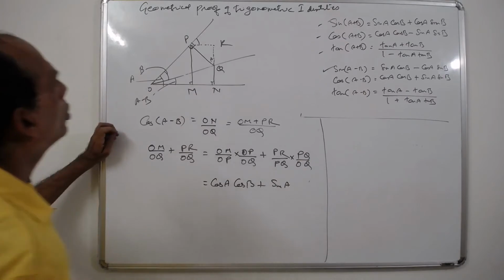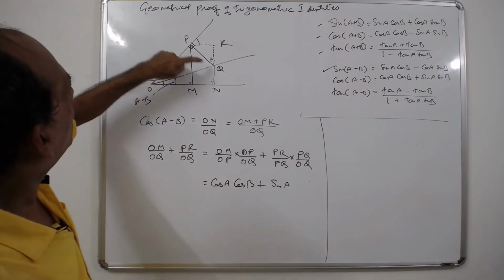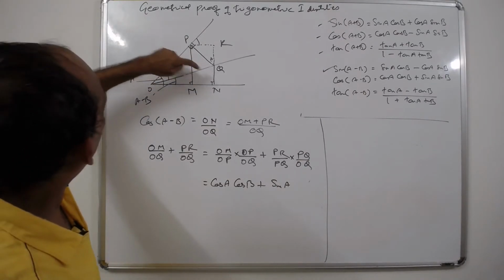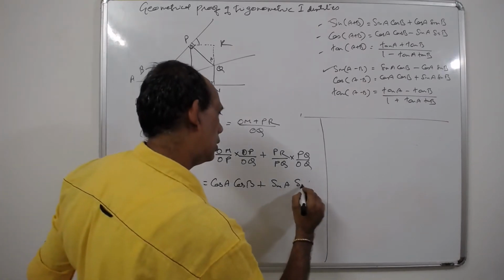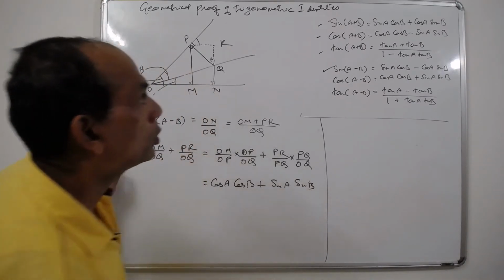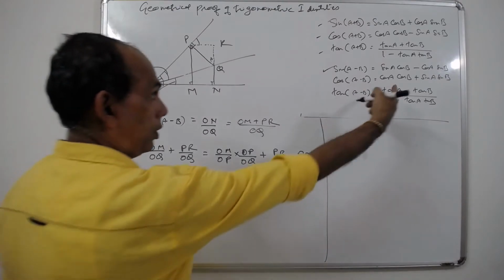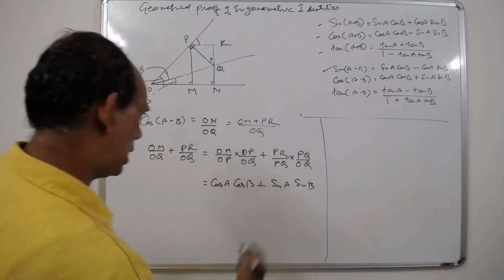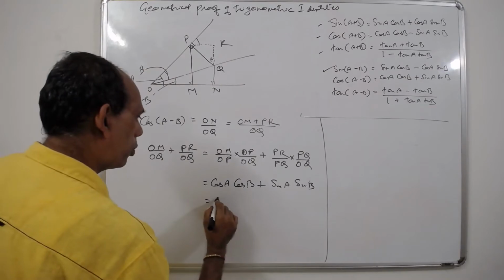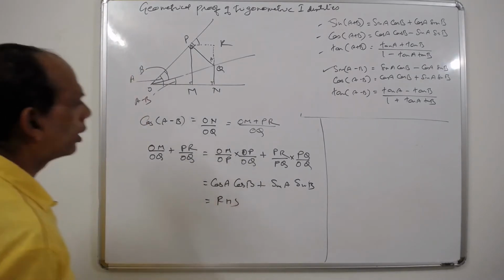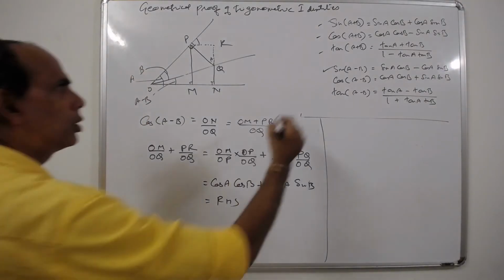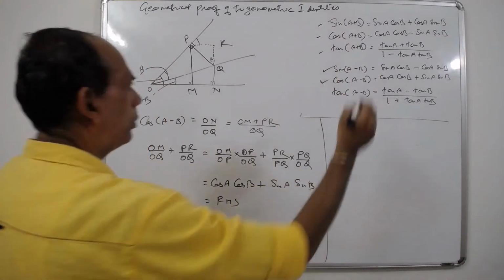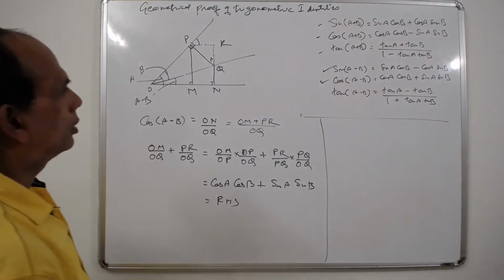What is PQ upon OQ? PQ upon OQ, that's sin B. I guess we have reached the second destination. This one: cos A cos B plus sin A sin B. Okay, we got this. So we have proved it, RHS. Okay, right. This is also done. Cos of A minus B. Okay, let's go for the next one.